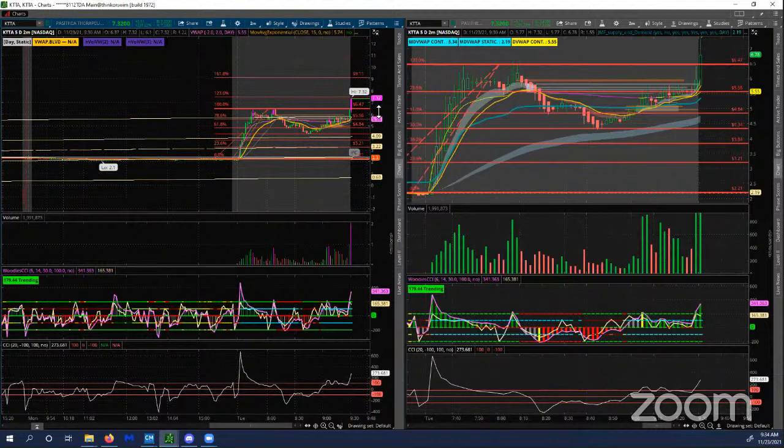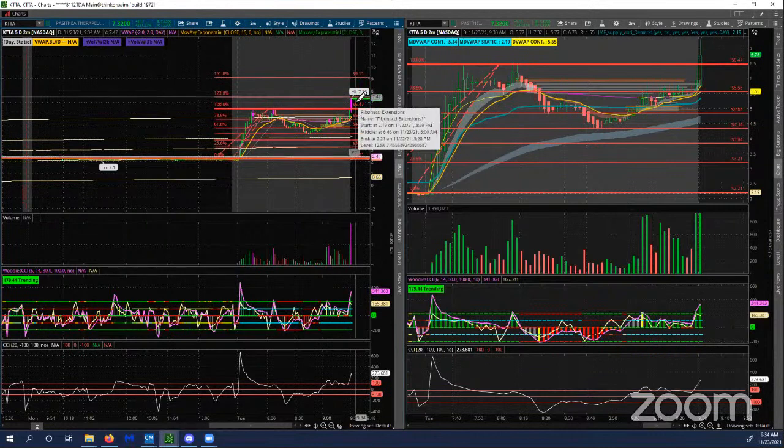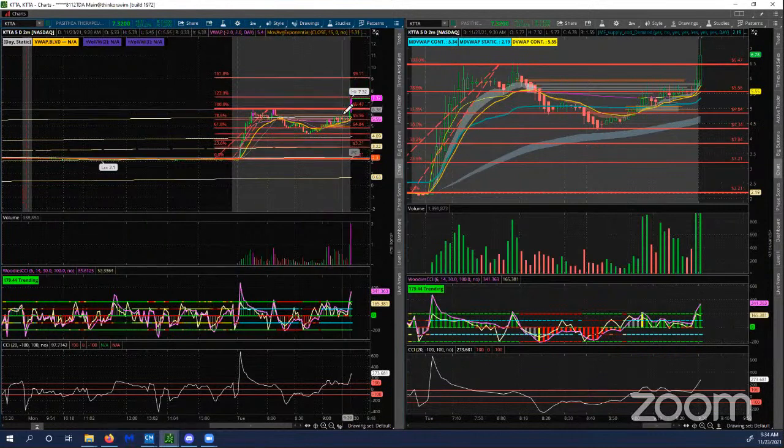Everybody knows trading halts are dangerous. First halt is the safest. Second halt, not as safe. Third halt, not safe at all.